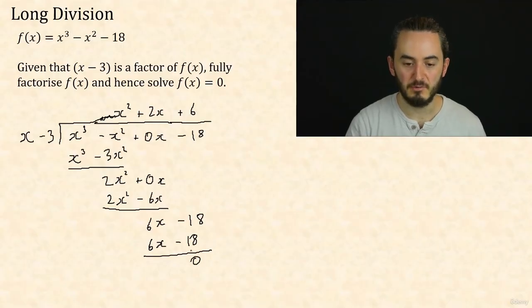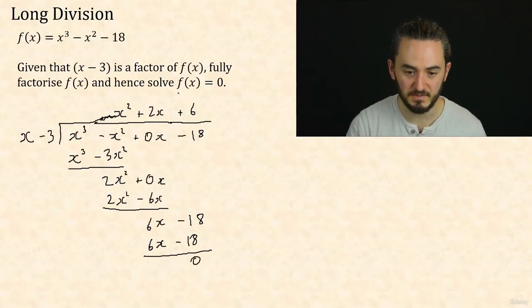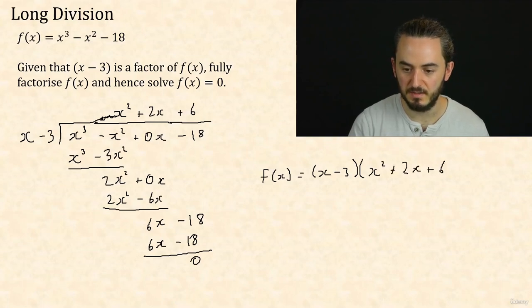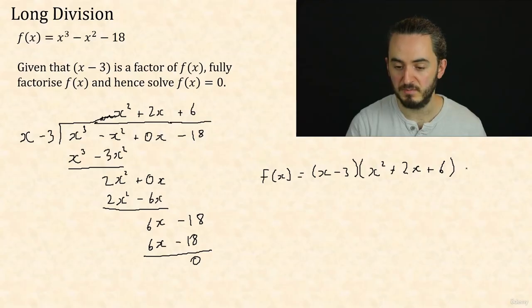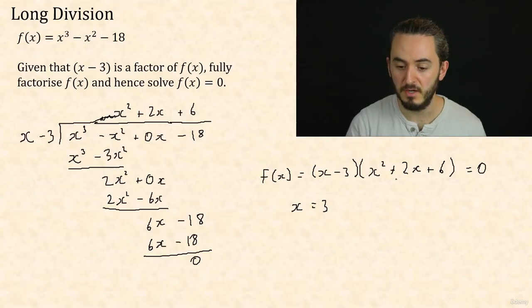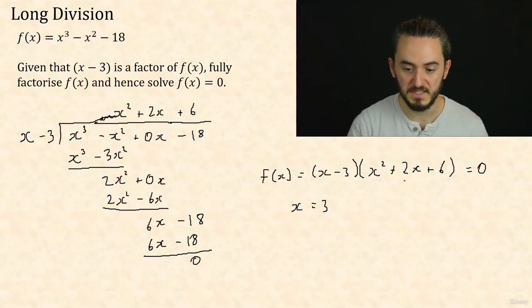Nothing left over, so there's no remainder. And that means that f of x equals x minus 3 times the quadratic at the top, x squared plus 2x plus 6. Now, actually, if I'm solving this equals 0, this is a bit of a quirky one, because of course I get x equals 3, but in fact there are no solutions to this. You can't factorise this, and the discriminant is negative.